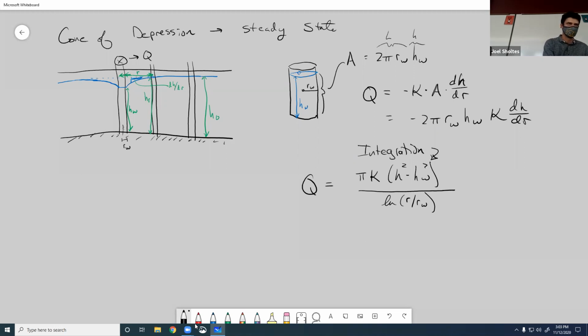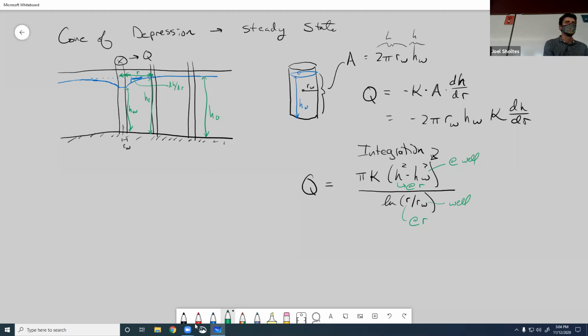So integration gives us this, where we have HW is at the well and RW is at the well. And this is some distance R, right? And this is at R. And so you can define that water surface elevation H. Ultimately, you're solving for H, right? If you want to define that water surface cone as a function of distance R and Q.